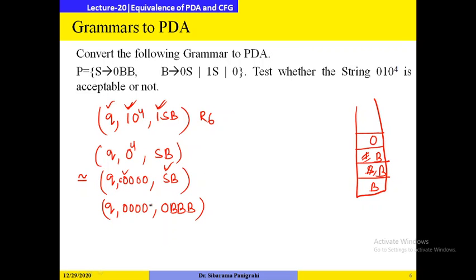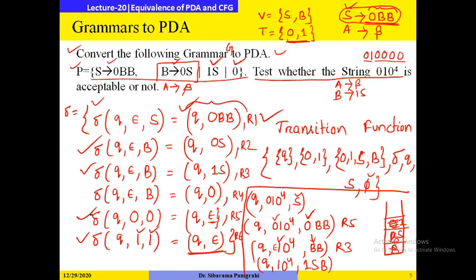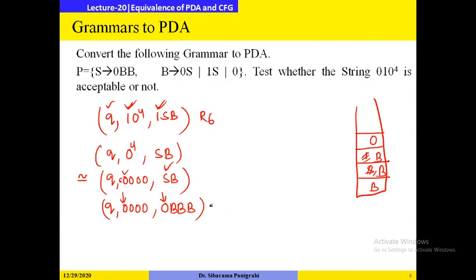Right? So now you see at the input I have a 0, and at the top of the stack I also have a 0. So which production will I use? Q00 is nothing but Q epsilon, which means I will erase a symbol. So this is R5, and here I will use R5. I have consumed this 0. How many zeros are remaining? 3 zeros, 0 0 0, and here 1 has been popped out. So what will I get? I will get B B.